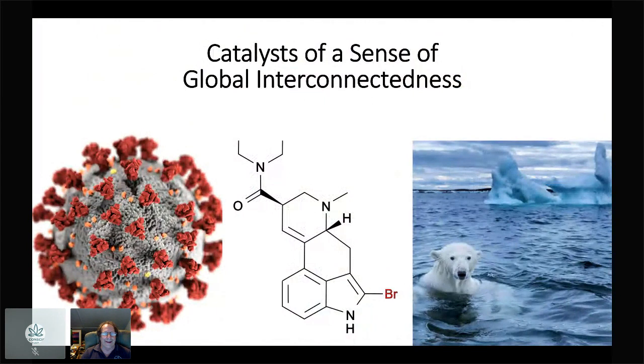So there's a lot of catalysts of senses of global interconnectedness. On the left is the coronavirus, on the right is global warming, in the middle is the LSD molecule. And so we really need this. The upside, you could say, of global warming and corona is that we are realizing how we're also interconnected, but there's a lot of pain and suffering that goes along with that, and a lot better way to do this would be just to have people have LSD and psychedelic experiences. Next.